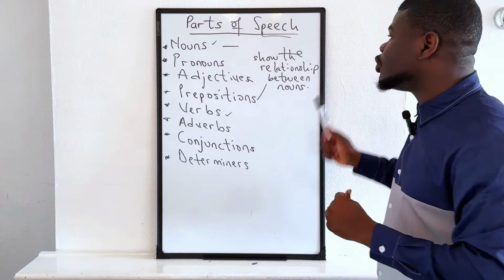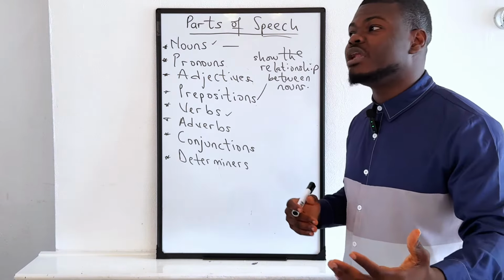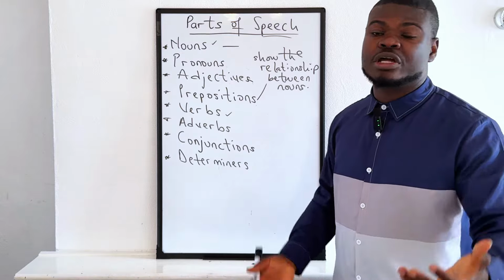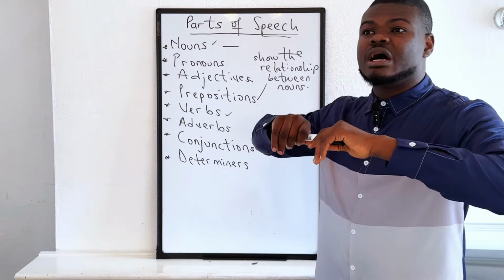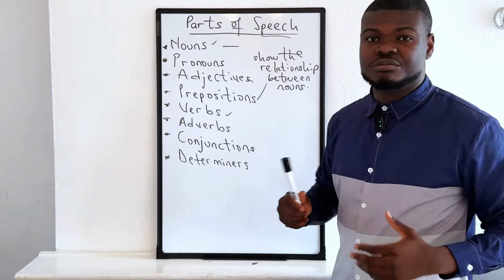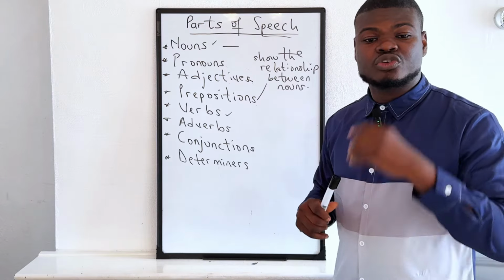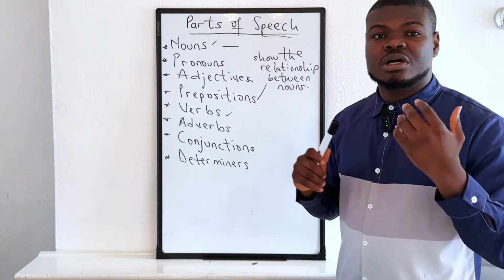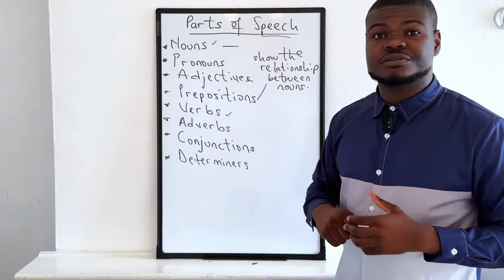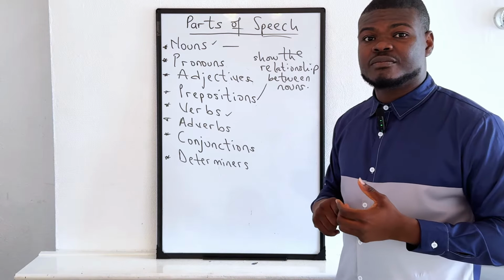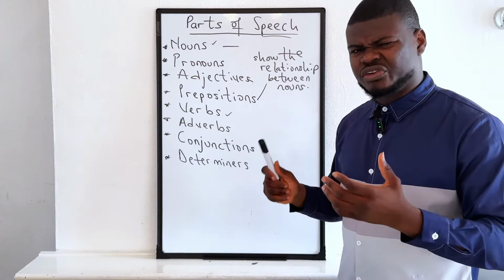So words that show you the relationship between one noun and another noun, one pronoun and another pronoun, between nouns generally, be it nouns or pronouns. Those words are words we call prepositions. Yeah? Do we understand that?